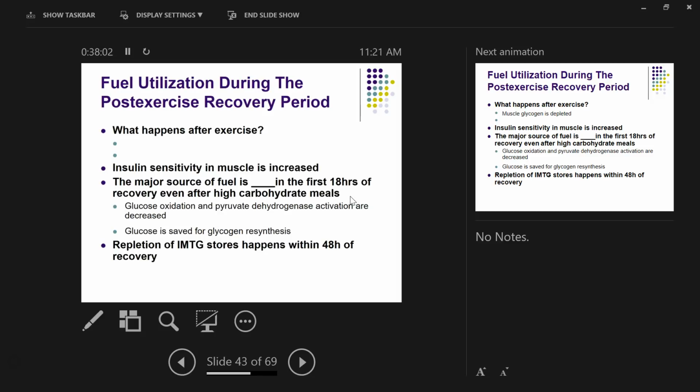Okay, now let's talk about the post-exercise recovery period. So what happens after exercise in terms of energy fuels, storage and utilization? What happens after you finish the marathon running? Glycogen is depleted, right? You use up all the muscle glycogen, and also the glucose and fatty acids are taken up by the muscle, so utilized for exercise, right?